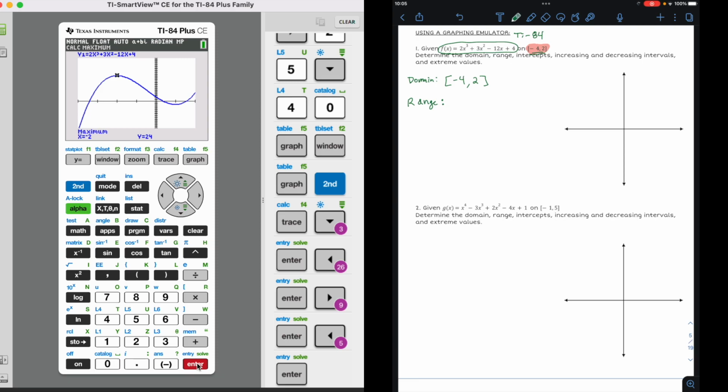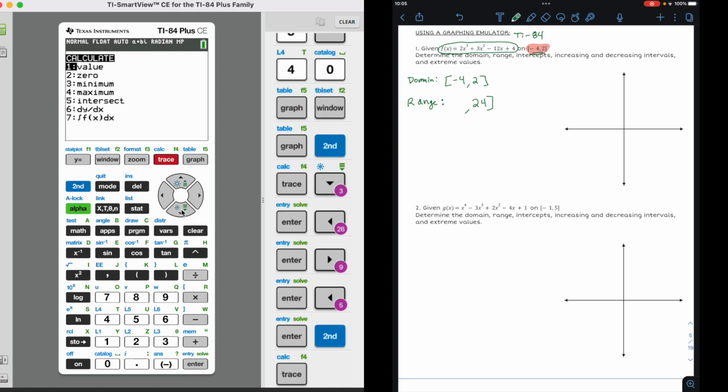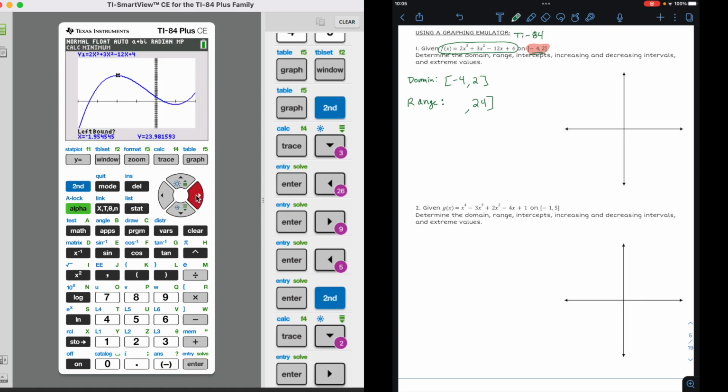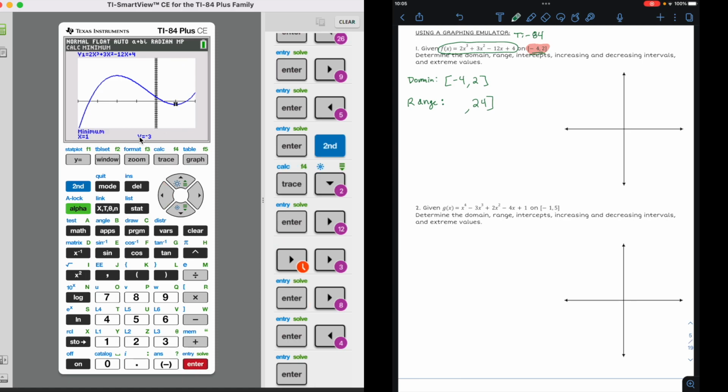Okay, so it says we have a maximum at x equals -2 and y is 24. So our range seems to be 24 as the upper piece. And note that that is actually only giving you the relative maximum there. I could do this again, calc and say minimum, and I could go over to our relative minimum, click enter. On the left bound, click enter, where it seems like the right bound, and then take my best guess. And we're getting a minimum at y equals -3.